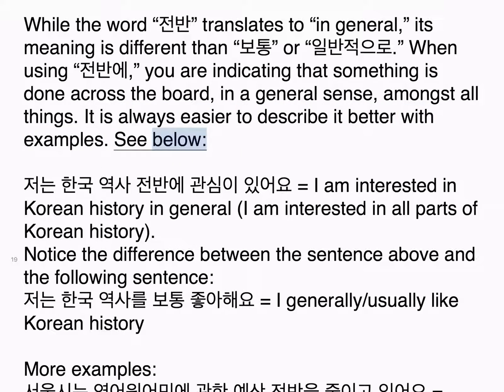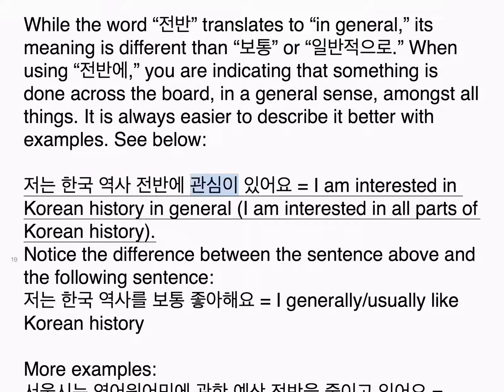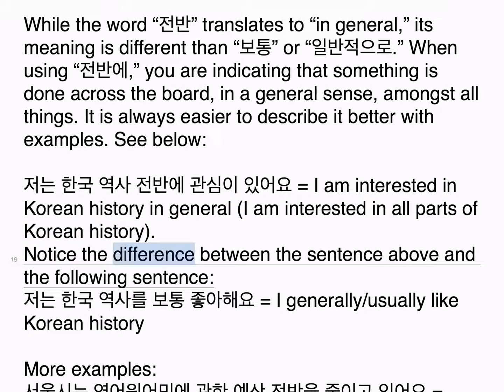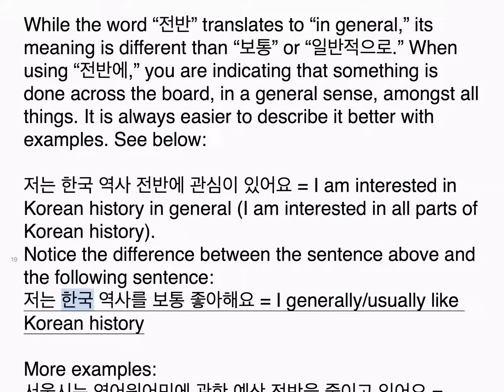See below. 저는 한국 역사 전반에 관심이 있어요. I am interested in Korean history in general. I am interested in all parts of Korean history. Notice the difference between the sentence above and the following sentence. 저는 한국 역사를 보통 좋아해요. I generally, usually like Korean history.